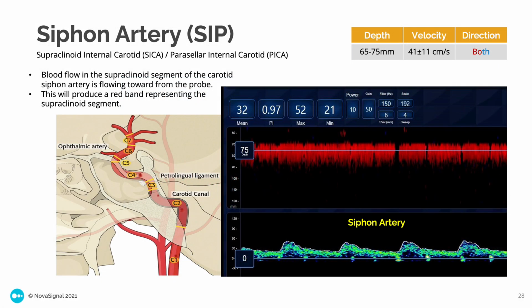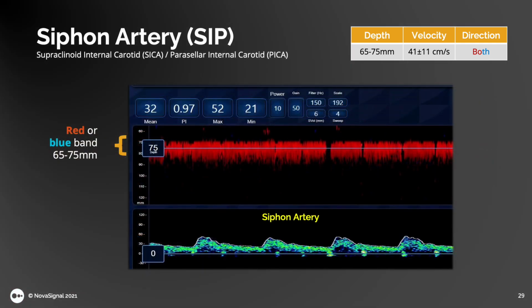Blood flow in the supraclinoid segment of the carotid siphon is flowing towards the probe. This will produce a red band representing the supraclinoid segment. Typical depths are 65 to 75 millimeters. In the M mode, it'll present at those depths with no flow below 50. This is over the eye. The supraclinoid segment flows towards the transducer.